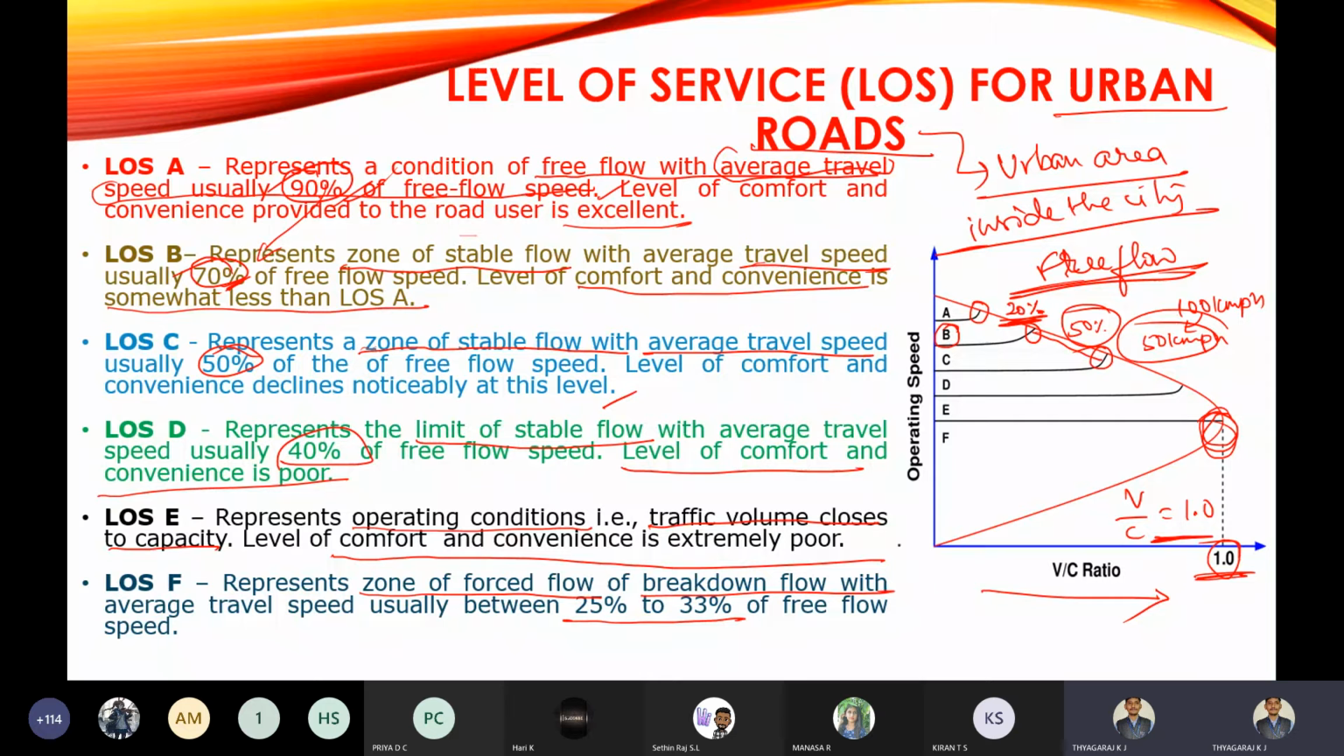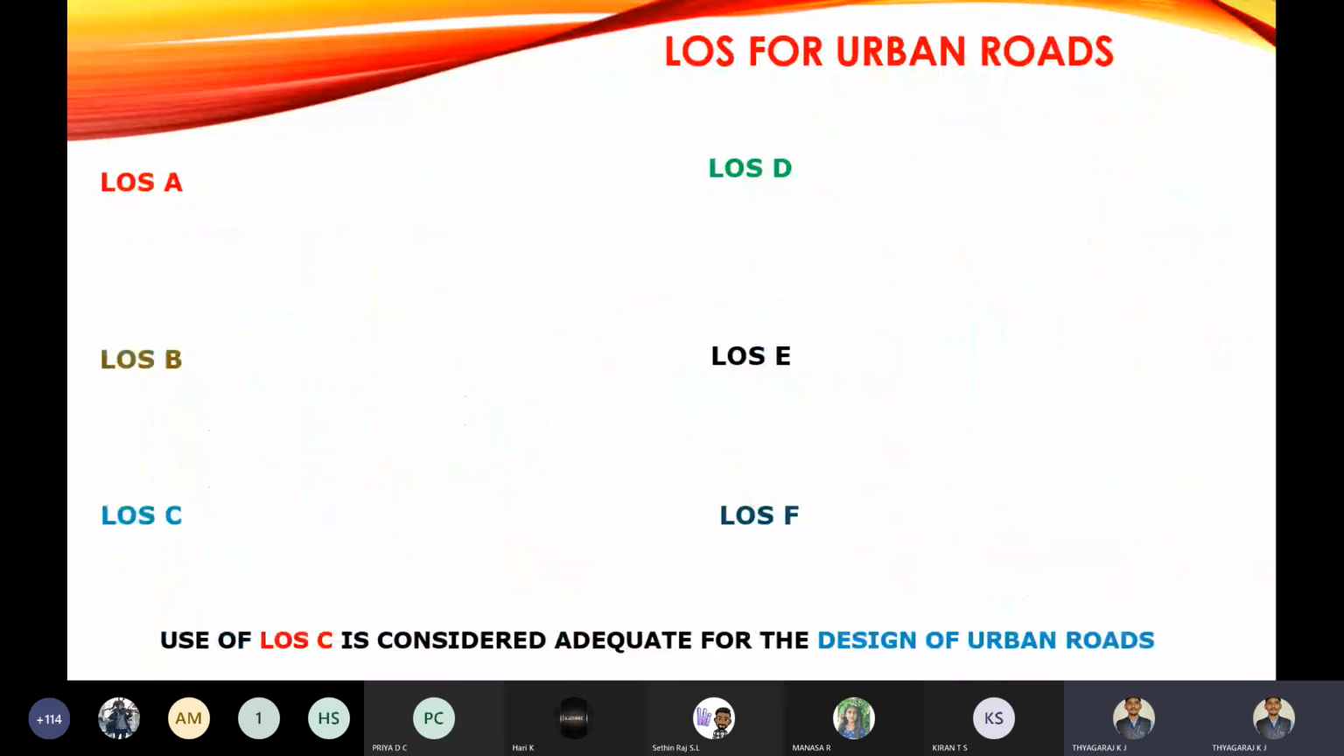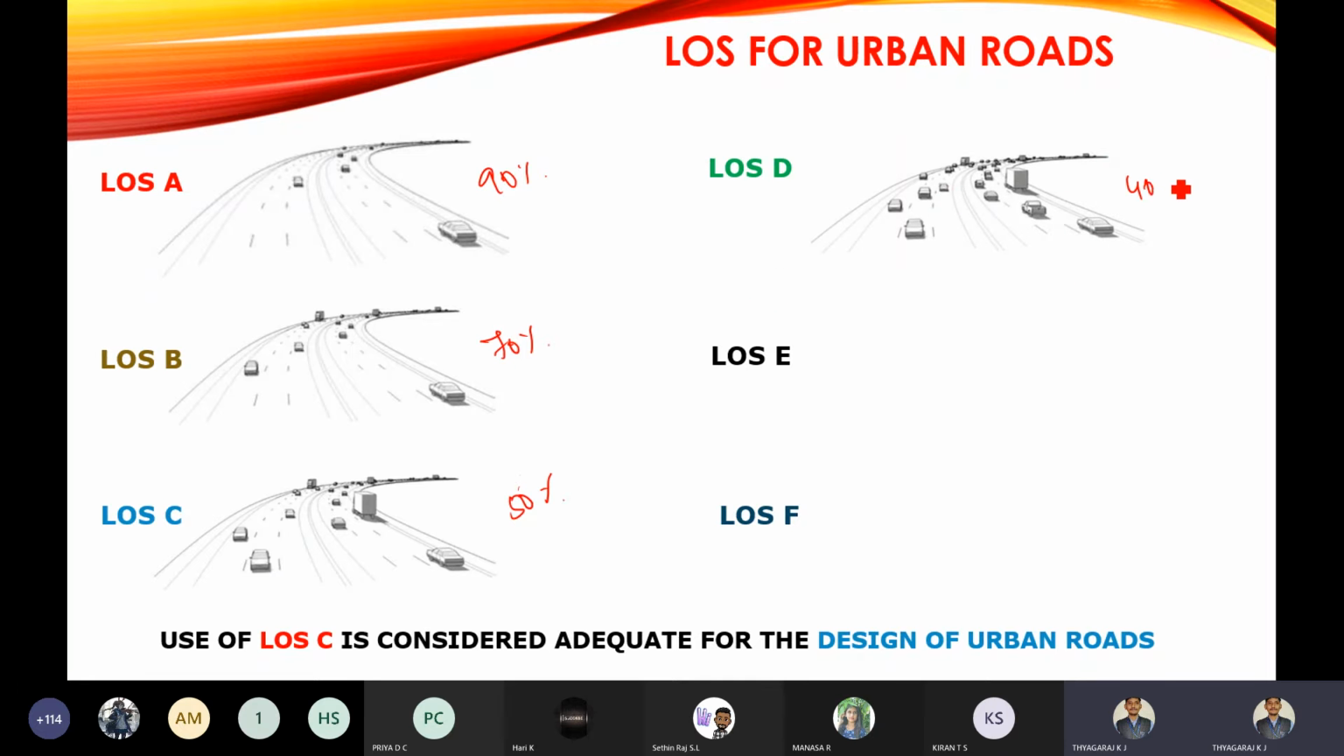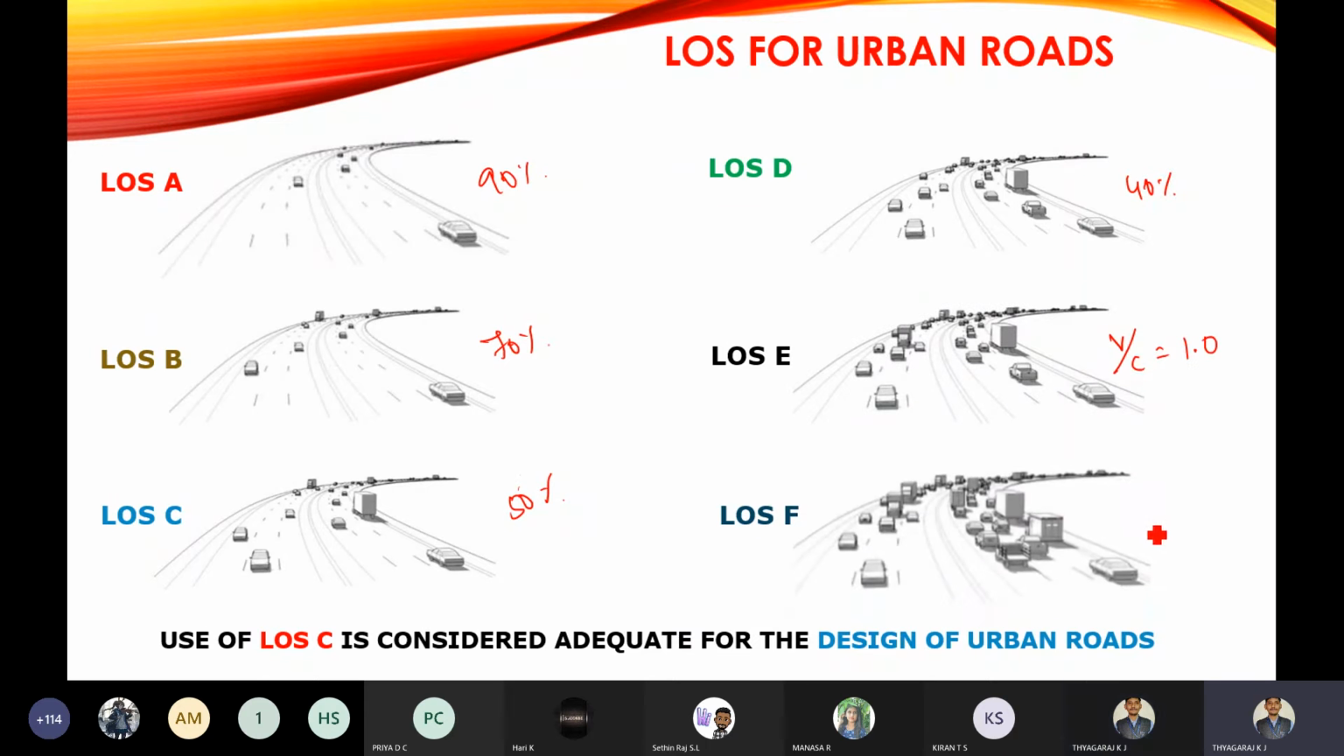Then level of service F represents a breakdown flow. That is, you can't move your vehicle. The average speed is 25 to 33% of the free flow speed. So the same concept has been adapted here. Level of service A, less number of vehicles and 90% of free flow speed. Level of service B, 70% of free flow speed. Level of service C, 50% of the free flow speed. Level of service D, 40% of free flow speed. Level of service E, the V by C ratio is equal to 1. Then F, speed is 25 to 33%.